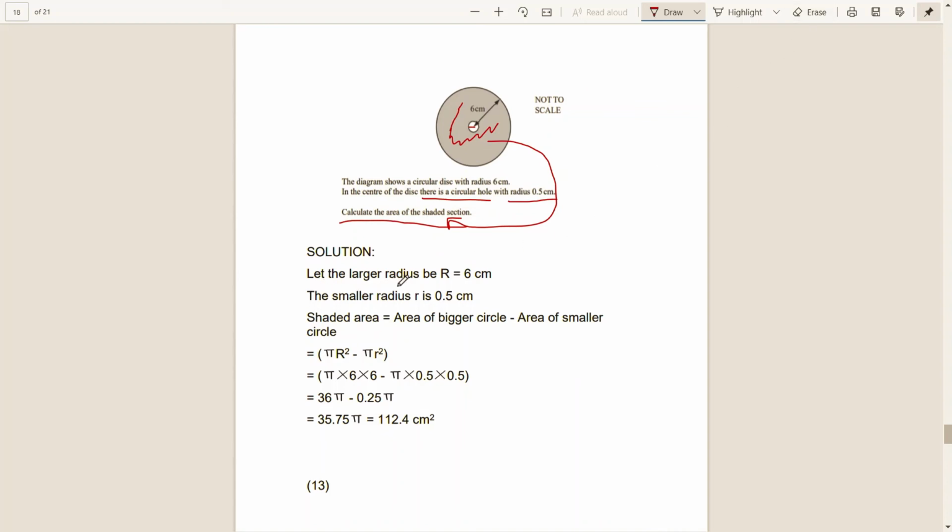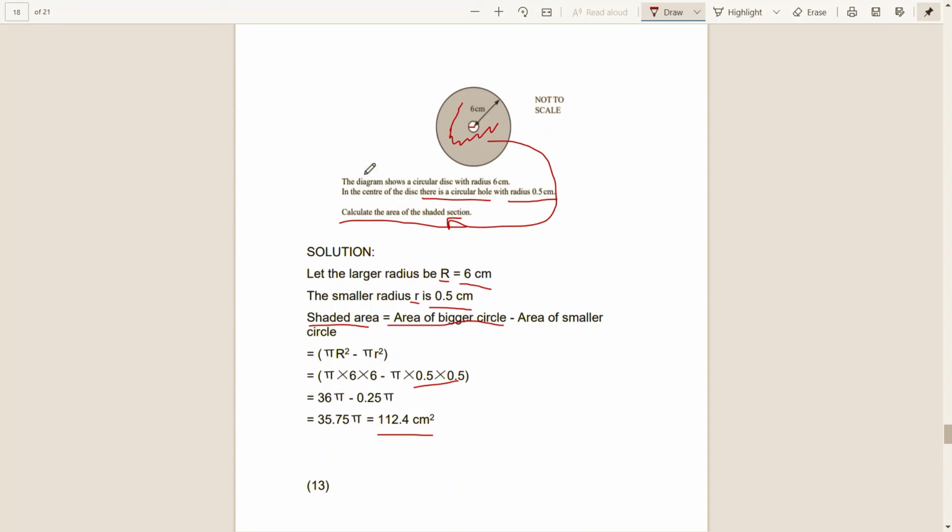Let the larger radius be R, 6. The smaller radius is r, 0.5. Shaded area is the area of the bigger circle minus the area of the smaller circle: pi R squared minus pi r squared. Pi times 6 squared, the bigger radius, minus pi times 0.5 squared. So we get the answer 112.4 centimeter square.